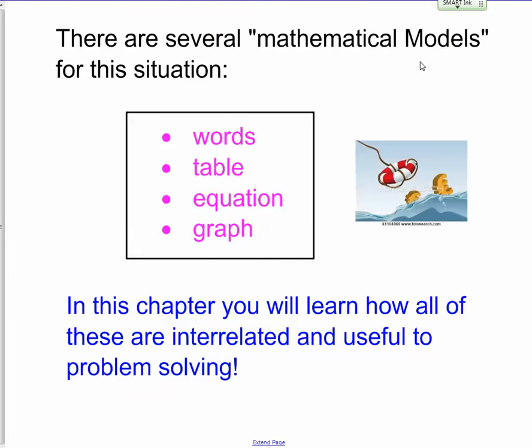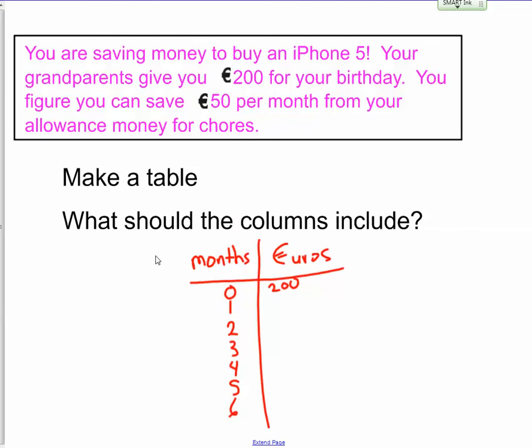So this big idea in this chapter is using linear equations as mathematical models. And there are 4 ways to model a linear equation. We can use the words of the problem. We can use the table as a model. We can use the equation as a model, and we can use the graph as a model. So in this chapter, you're going to learn how all of these are related to each other, and they're very useful in problem solving. So the first way that we modeled this was we made a table.